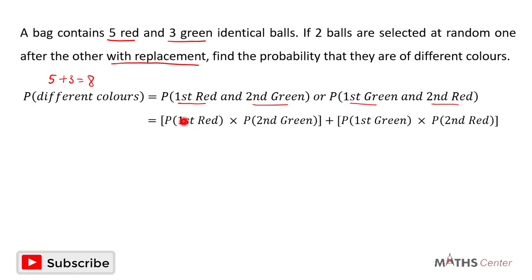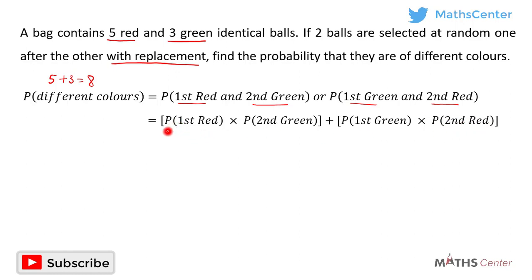And so to get this probability, we have to find the probability that the first is red and its multiplication, so times the probability that the second is green, or its addition, so or plus the probability that the first is green and which is multiplication times the probability that the second is red. So let's find these probabilities.